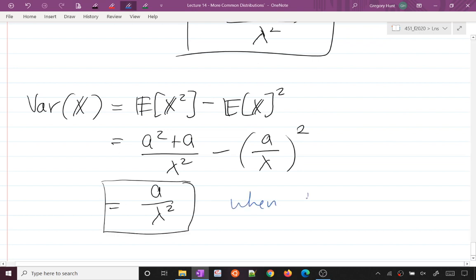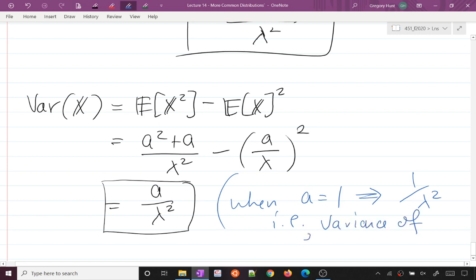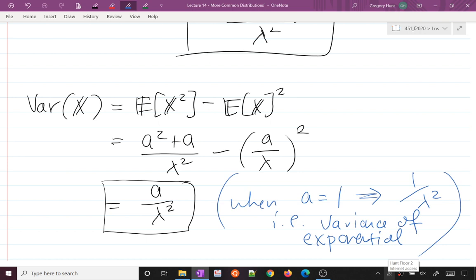And so the variance is a over lambda squared. And when a is equal to 1, that's kind of a sidebar, we get 1 over lambda squared, i.e. the variance of an exponential distribution. As we claimed, when a is 1, the gamma distribution just reverts to an exponential distribution. Cool. That's real nice.